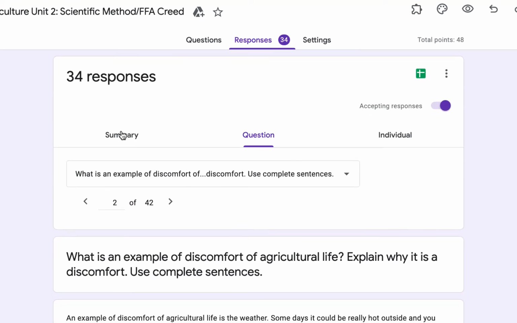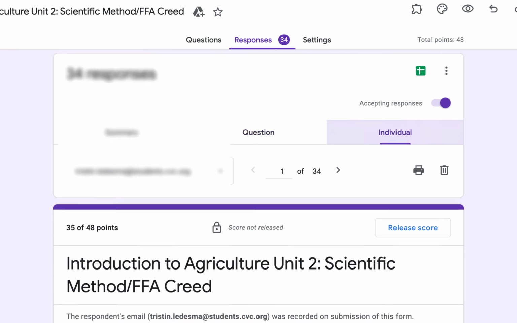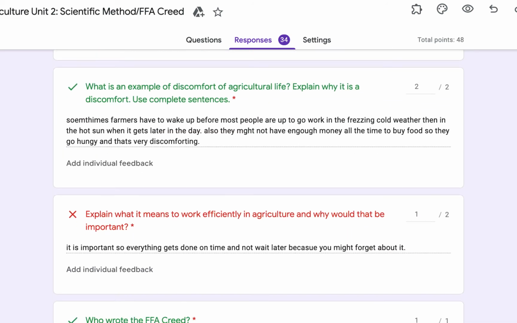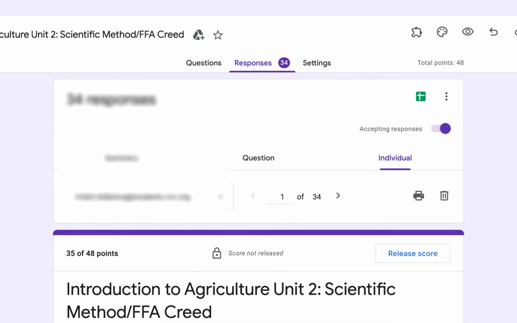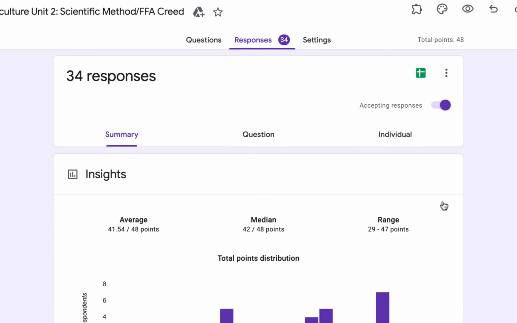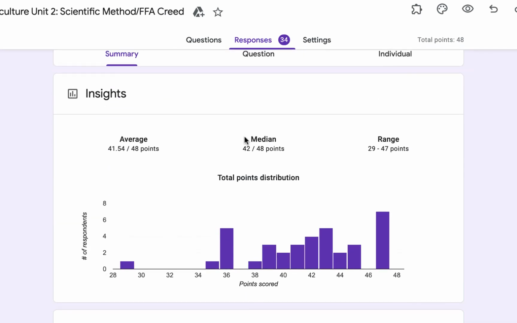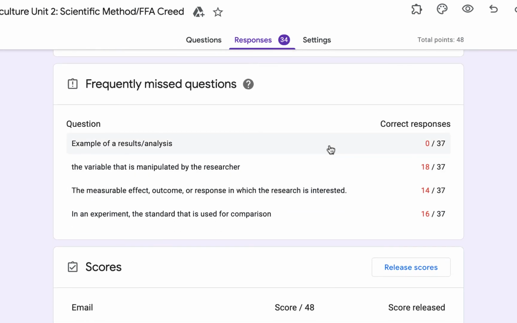So I could also look at an individual's score to see how they did on this test right here, and they can see that as well. So it's a great way to just look at your responses, get some insight, see what maybe you made a mistake on, and see what you need to work on.